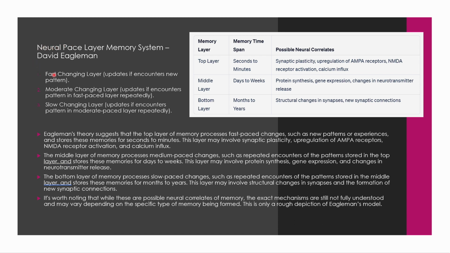But the idea is that you have a fast changing layer at the top that updates anytime it encounters a new pattern. You have a moderate changing layer underneath that updates if it encounters a particular pattern in the fast changing layer repeatedly. And then you have a slow changing layer at the bottom that only updates if it keeps encountering a particular pattern in the moderate changing layer. So one person was describing it as like sediment shifting around. You've got basically this range of paces at which you're storing memory.